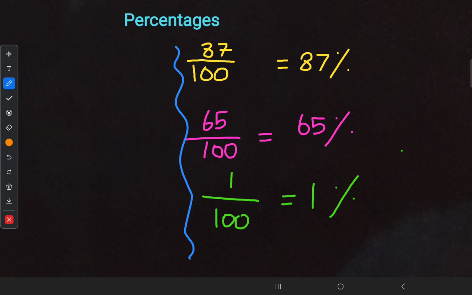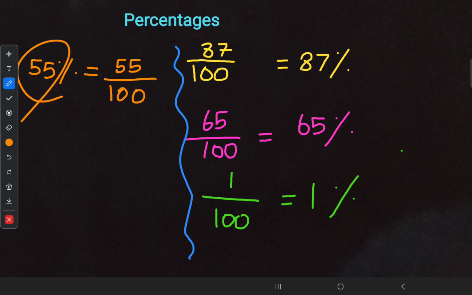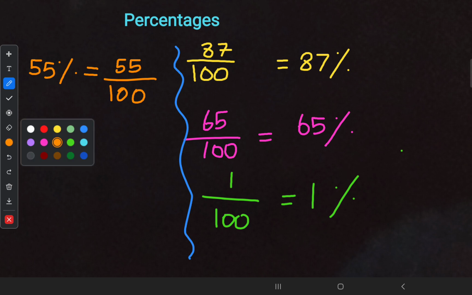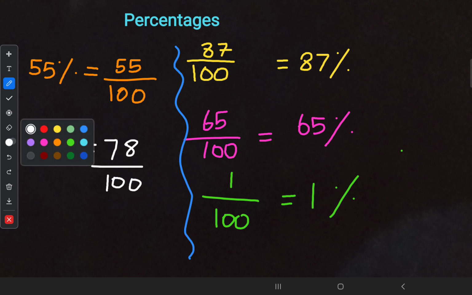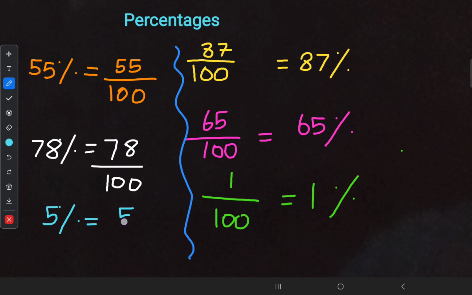Then let's think about if the percentage given is 55 percent. How can we represent this in a fraction? Think about your marks, the easiest parameter we can relate to percentage. 55 for 100, you got 55. So that's the way they will indicate 55. When you think about 78 percent, that would be 78 upon 100. Then 5 percent would be 5 upon 100. This is the way.